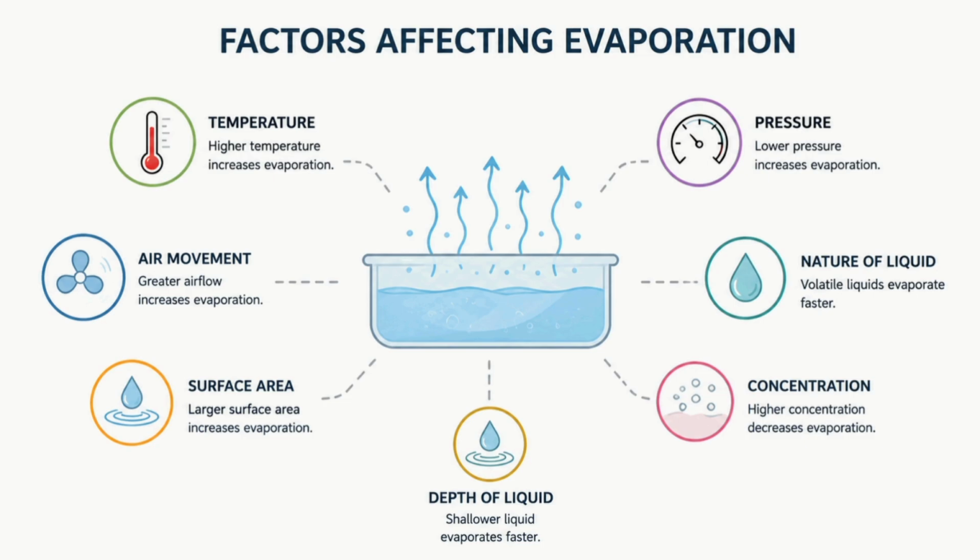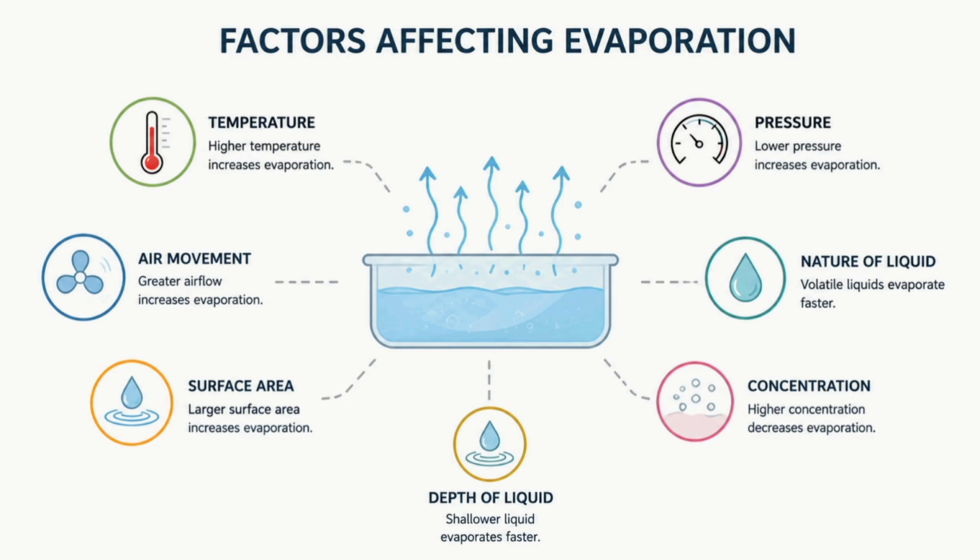The first factor is temperature. High temperature increases the evaporation rate because molecules gain more energy. For example, clothes dry faster in summer than in winter because of high temperatures. The second factor is the surface area. A larger surface area allows more molecules to escape simultaneously. For example, tea cools faster in a plate than in a cup because the exposed surface area is larger here.